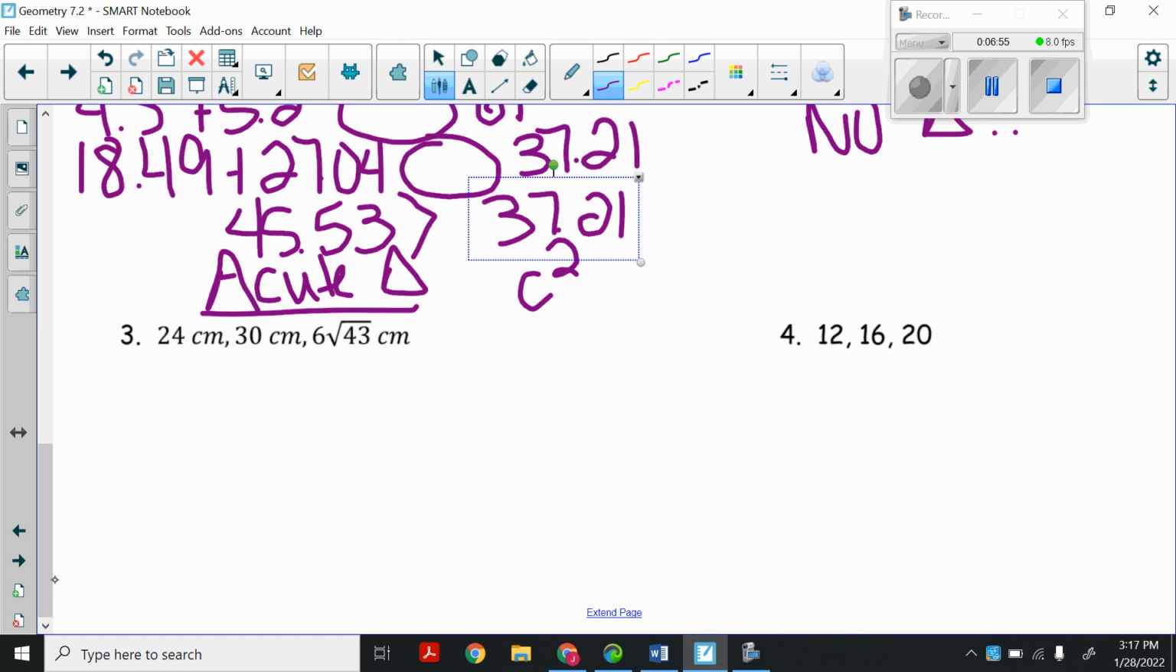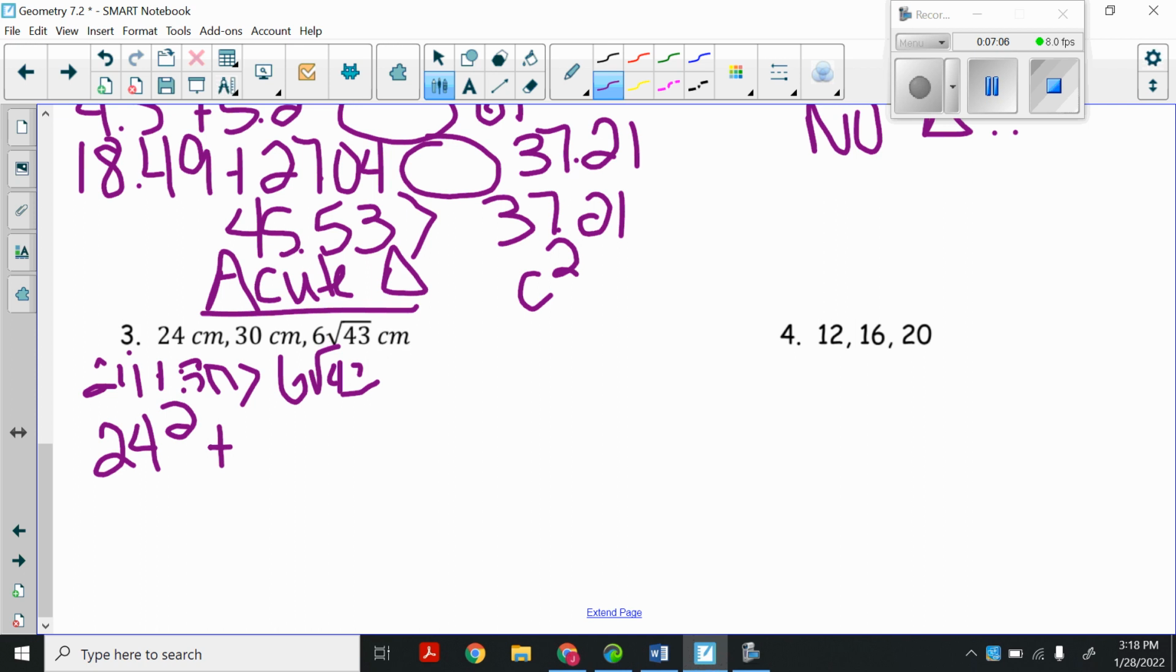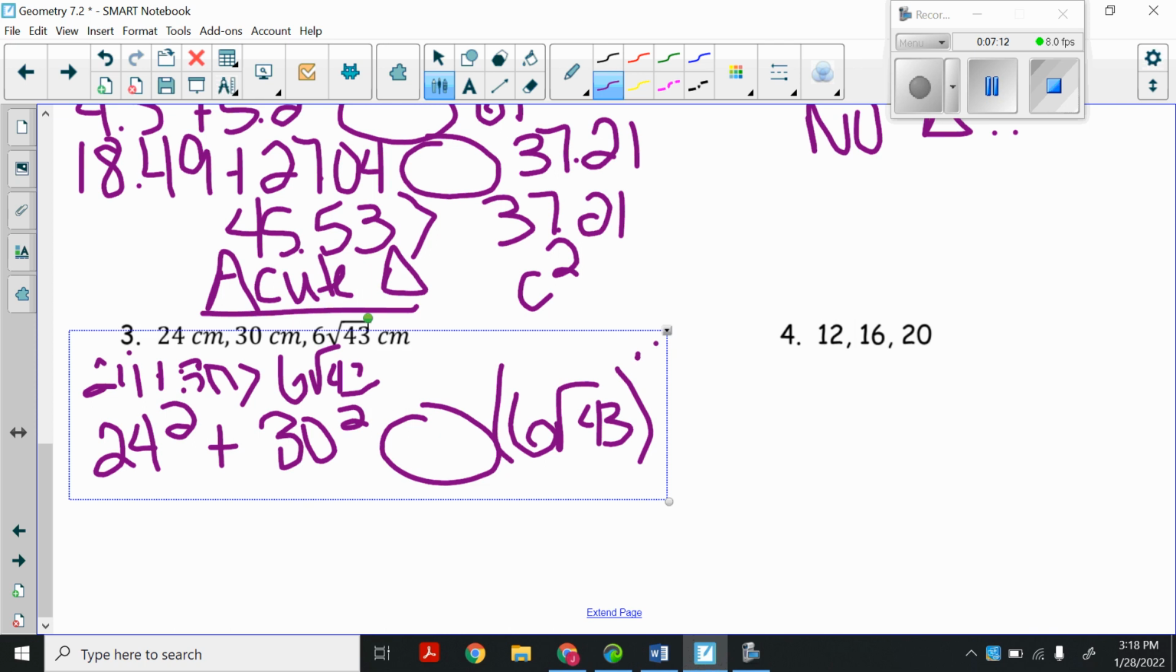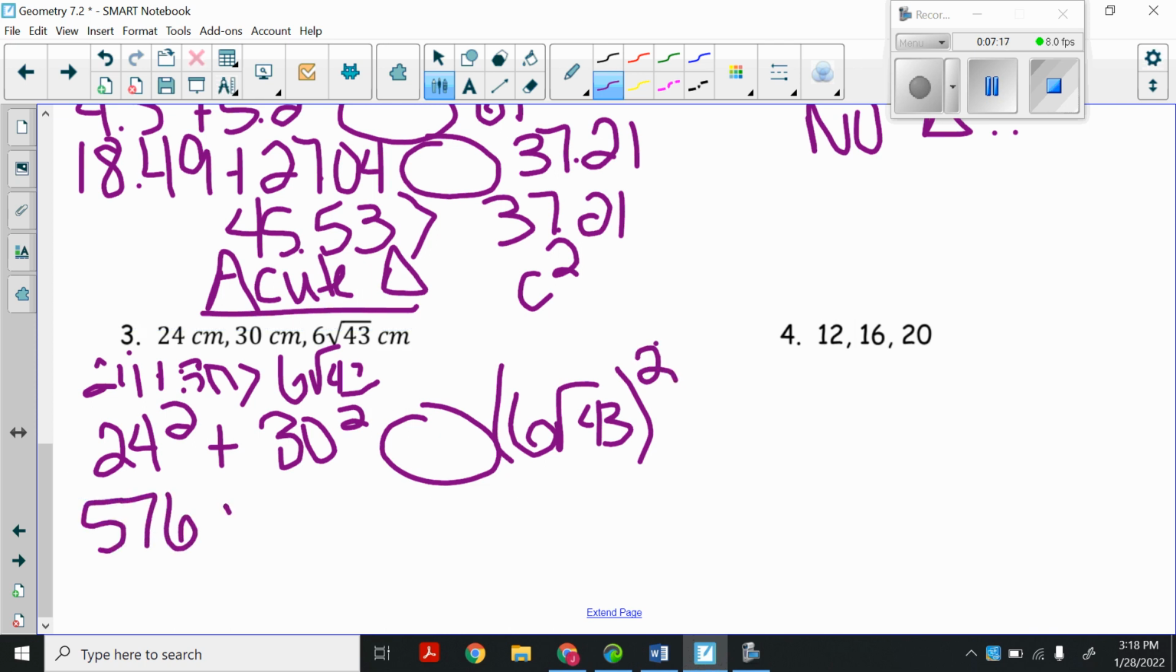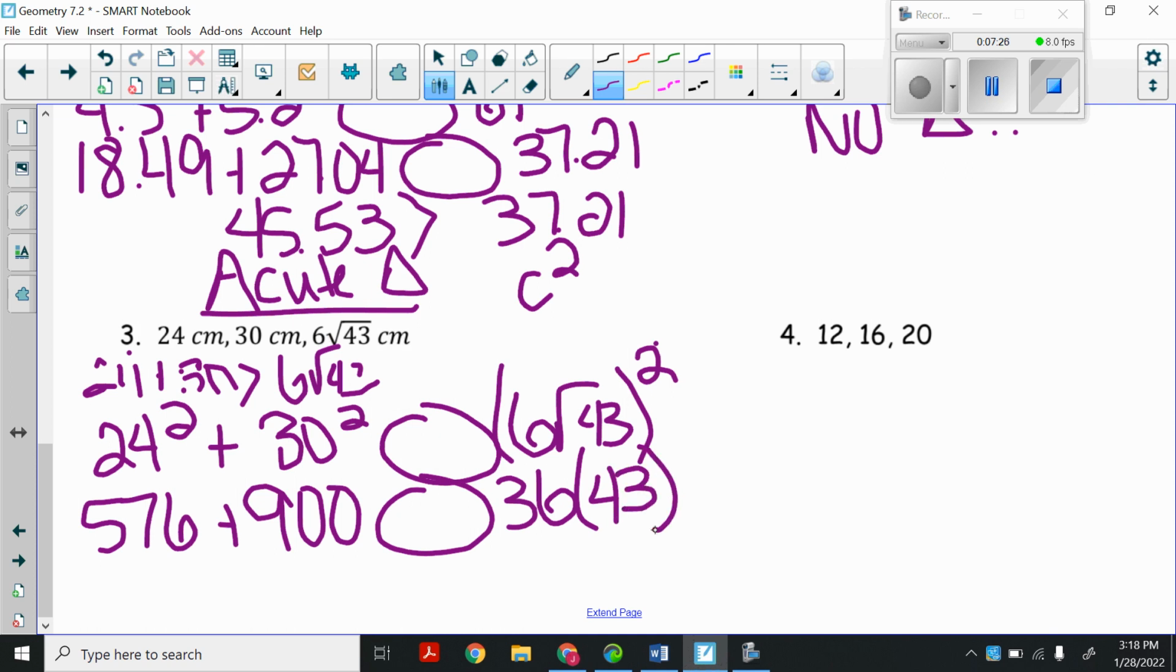Number 3, 24 plus 30 greater than 6 squared, so 43? Yes, so we're going to get a triangle. So 24 squared plus 30 squared, how does that relate to 6 squared, so 43 squared? 24 squared gives me 576. 30 squared gives me 900. 6 squared, remember, is 36. The square root of 43 squared is just 43.